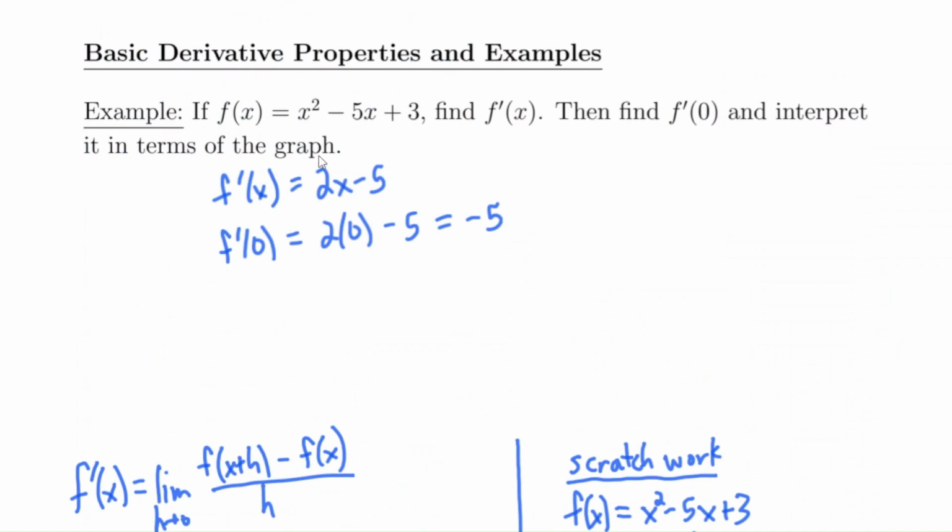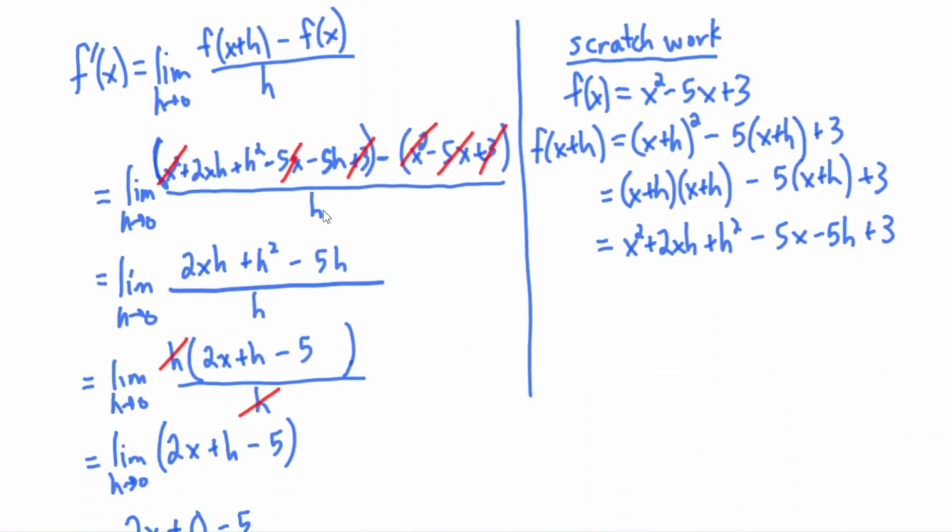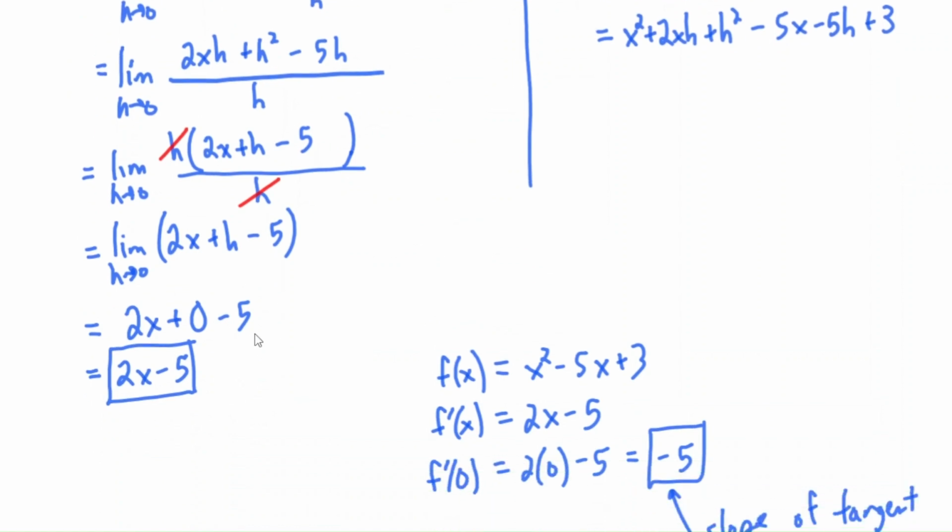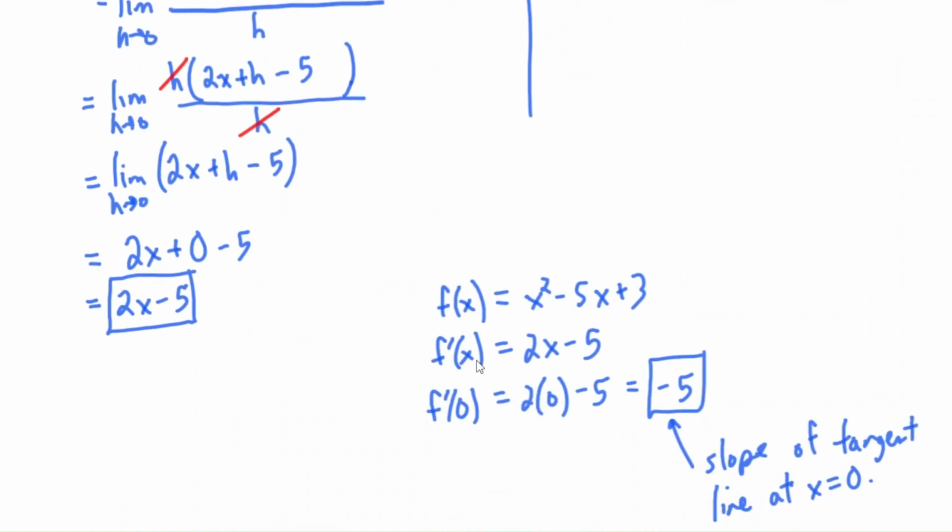So notice you get 2x minus 5, which is what I said it was going to be right up here. And by the end of this video, you'll be able to know the derivative of this is 2x minus 5 just immediately. Just looking at it for half a second, you'll know the derivative is 2x minus 5. You won't have to go through this big long mess. So you found the derivative is 2x minus 5. So the derivative at 0, again, you just plug in 0, you get this.